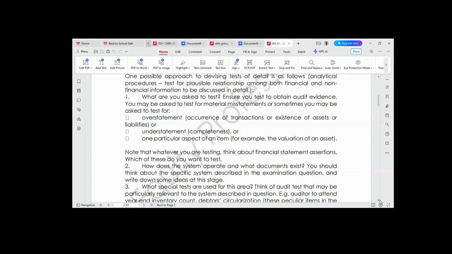Then that will also inform you to understand what special tests are used for this area. You need to ask yourself the question: what special tests are used for this area? For instance, how do you validate your inventory? How do you validate your accounts receivable?